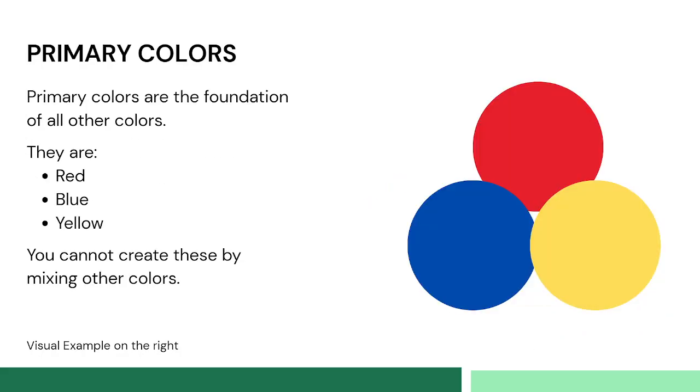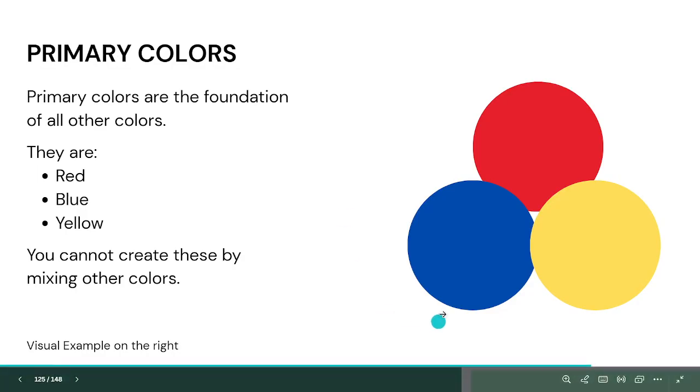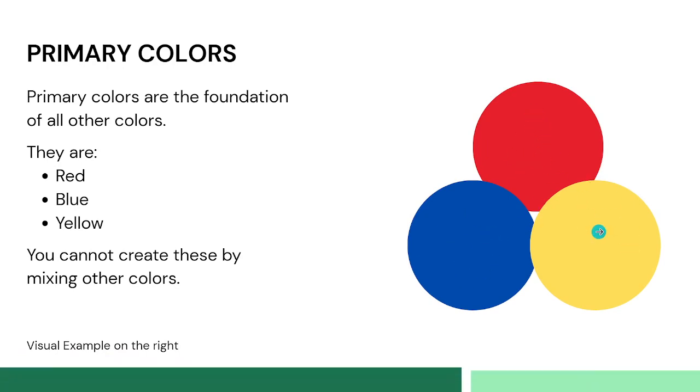So we have primary colors in design, and primary colors are the foundation of all other colors. The primary colors in design are red, blue, and yellow. And you cannot create these colors by mixing other colors. No, it's not possible. So these colors are the foundation from which all other colors are being made. I put a visual example here by the right. This is a blue circle, a red circle, and a yellow circle.